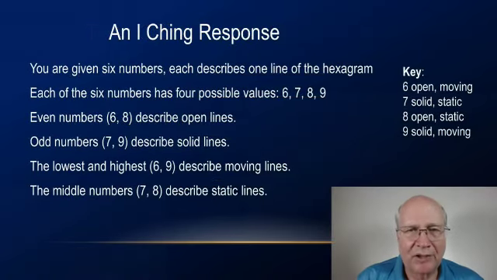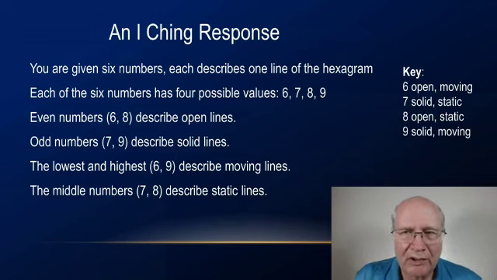When you receive a response from the I Ching, you're always going to receive 6 numbers, and the 6 numbers can be any of 4 values. The values are 6, 7, 8, and 9. Each one of those numbers refers to a different line type. So a 6 refers to an open moving line, a 7 refers to a solid static line, an 8 refers to an open static line, and a 9 refers to a solid moving line.